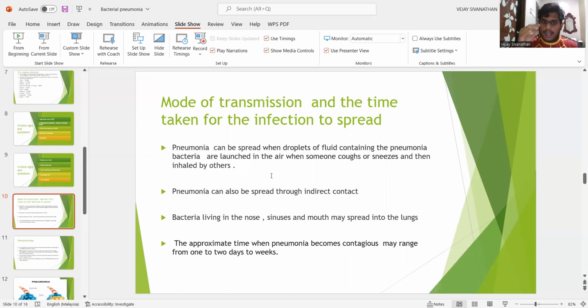an uninfected individual touches a surface that was touched before by an infected individual. Following that, bacteria living under the nose, sinuses, and mouth may also spread these pathogens into the lungs. Now, I'll be talking about the time taken for the infection to spread. The approximate time when pneumonia becomes contagious may range from 1 to 2 days and also 2 weeks.